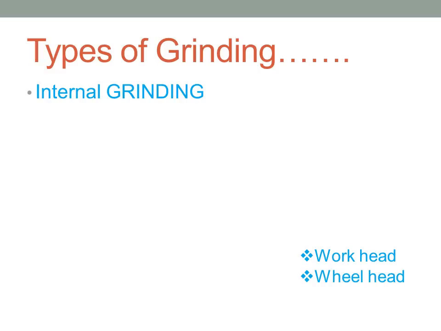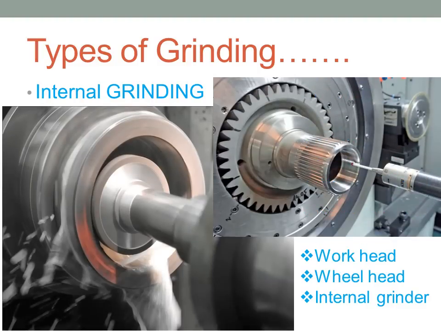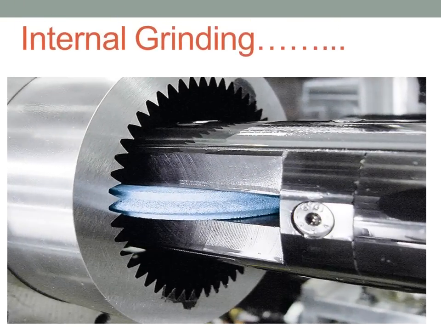In addition to the rotary motion of the work and wheel, an internal grinder has a transverse movement to bring the wheel to and from the work zone, and a reciprocating spindle movement for both wheel approach to the work surface and the feed movement of the wheel during grinding. This is the internal grinder.